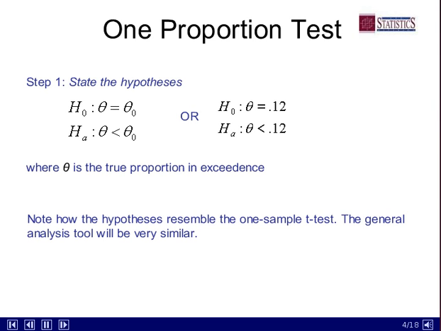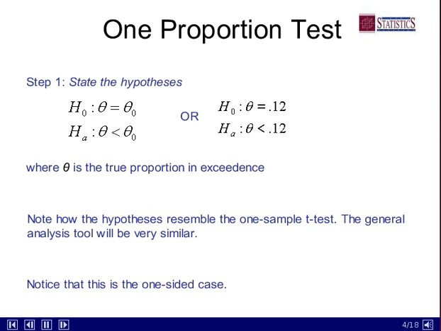So note how these hypotheses resemble one sample t-test, though. I mean, we would have mu equal mu naught versus mu less than mu naught. So now we just have a theta. So in terms of the analysis and the way the test statistic looks, the way a confidence interval will look, will fall out very similar to a one sample t-test, or more particularly a one sample z, because we'll be using the z distribution instead of the t.